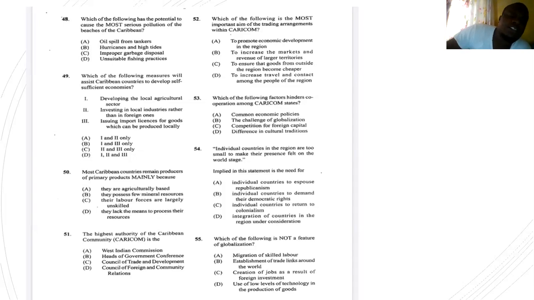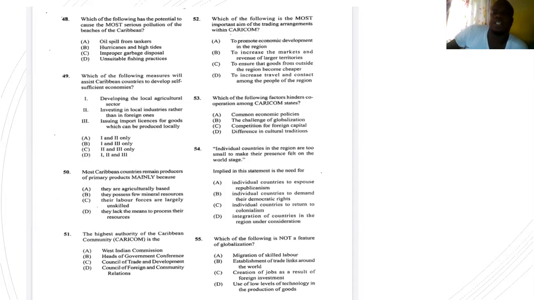51. The highest authority of the Caribbean Community, CARICOM, is the A, West Indian Commission, B, Heads of Government Conference, C, Council of Trade and Development, D, Council of Foreign and Community Relations. Answer for 51 is B, Heads of Government Conference. That's the highest authority in CARICOM. Please read up on it.